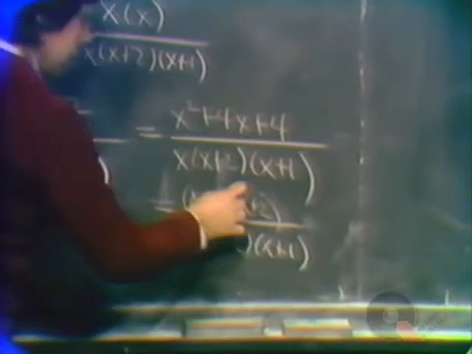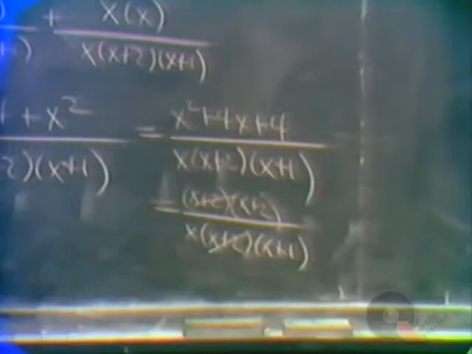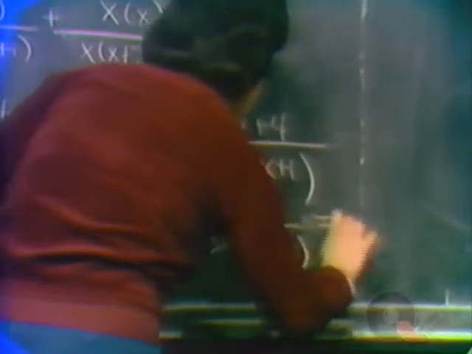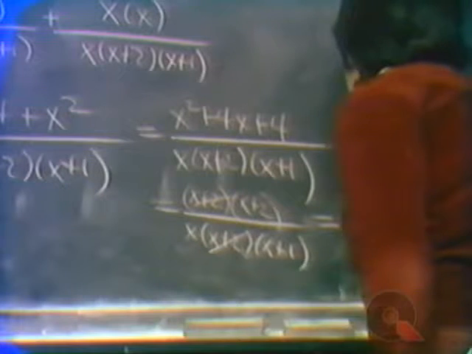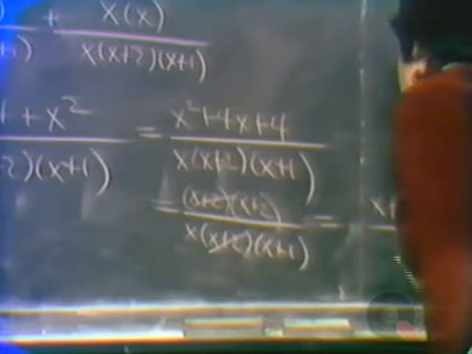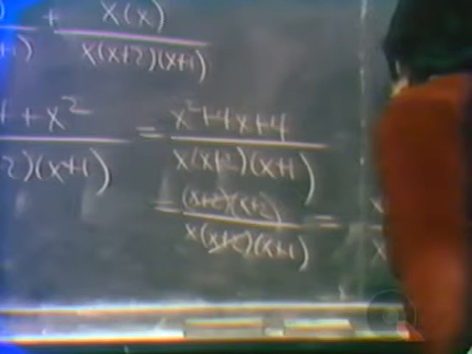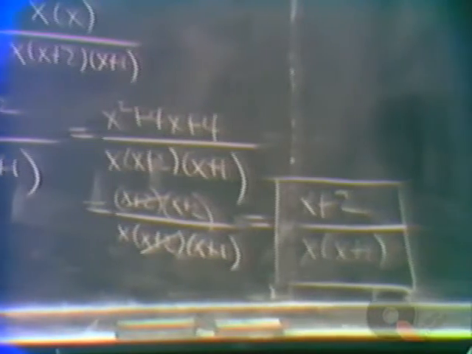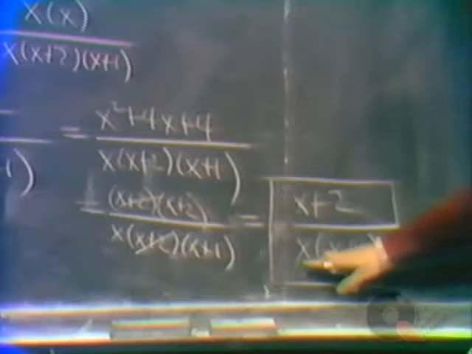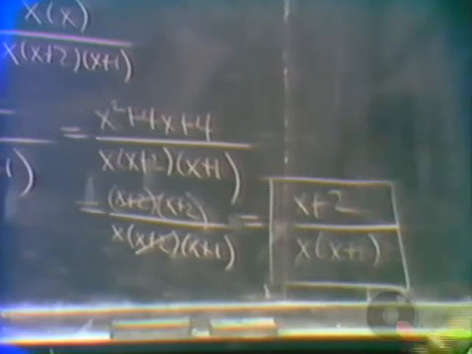And then we see that we can divide numerator and denominator by x plus 2, leaving us with a final answer of x plus 2 over x times x plus 1. Here we have it now in lowest terms. You can leave the denominator like this or multiply it out once you see that there's nothing else in common that you could cancel out.